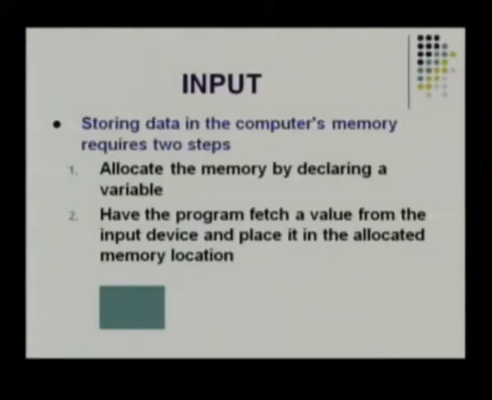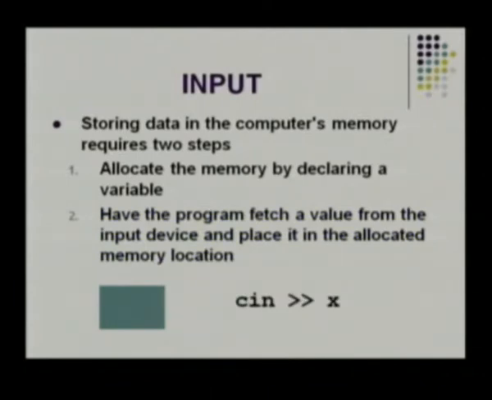Storing data in the computer's memory: when you get the input from the user, you are going to store the data in the computer's memory. So how is it done? As we all know, when we give the value for a variable, memory is allocated. So the programmer needs to fetch a value from the input device and place it in the location. For this reason we have this cin statement.